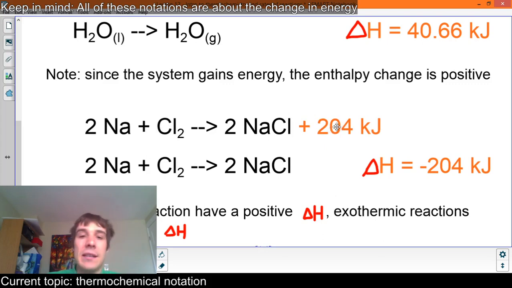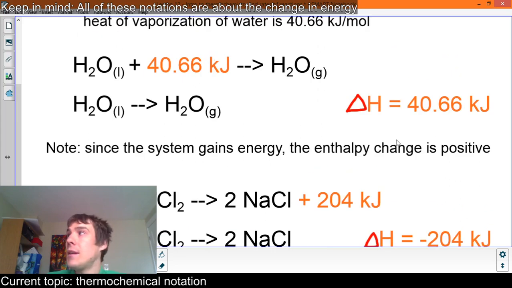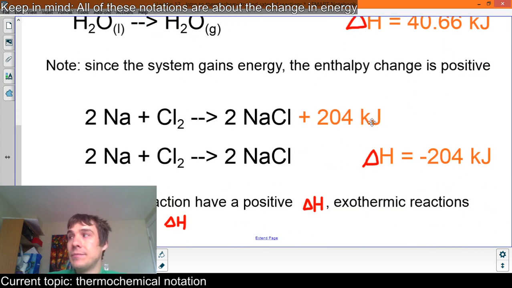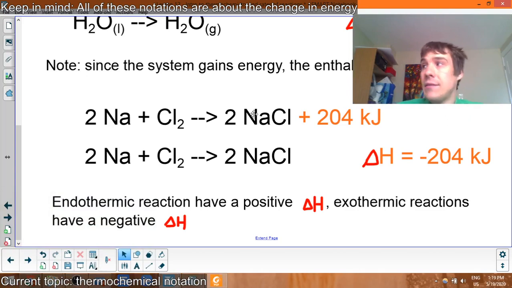So here it's on the product side because we're making energy. We're making thermal energy. It's coming out. And that's why when we write it in delta H notation, it's a negative number, because our system, the chemicals, are actually losing energy. The environment is gaining energy. It's going to heat up. So this minus tells me that the environment is going to heat up and the chemicals are going to lose energy. This tells me the environment is going to cool down. So endothermic reactions have a positive delta H, and exothermic reactions have a negative delta H. Yeah, that's thermochemical notation.